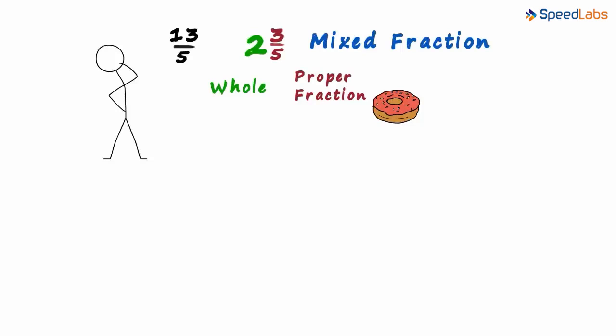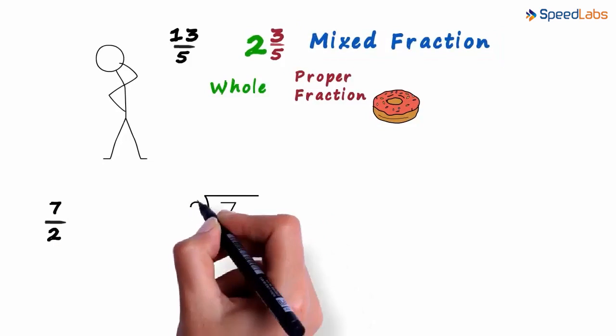In the previous video, we saw how writing an improper fraction as a mixed fraction gave us a better idea of the value of the number. Now let's see how we converted it to a mixed fraction. Consider the fraction 7/2. To convert it into a mixed fraction, we just have to divide 7 by 2.